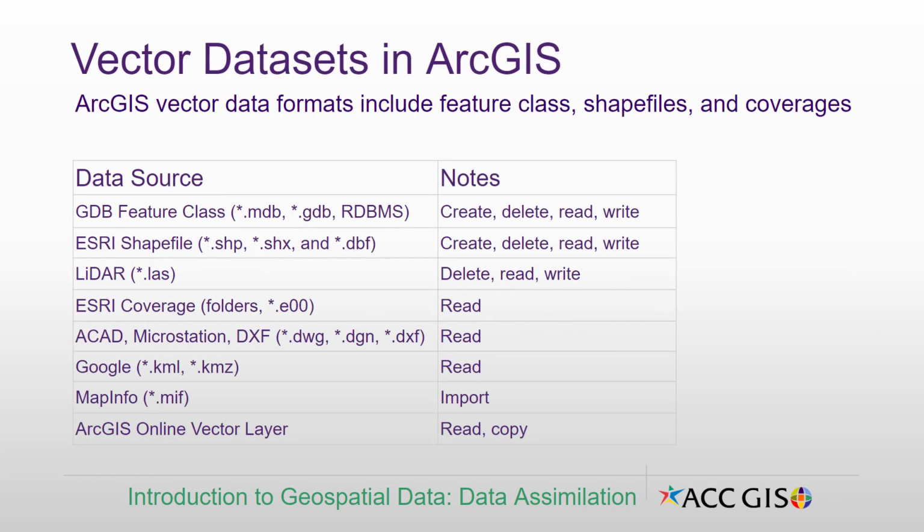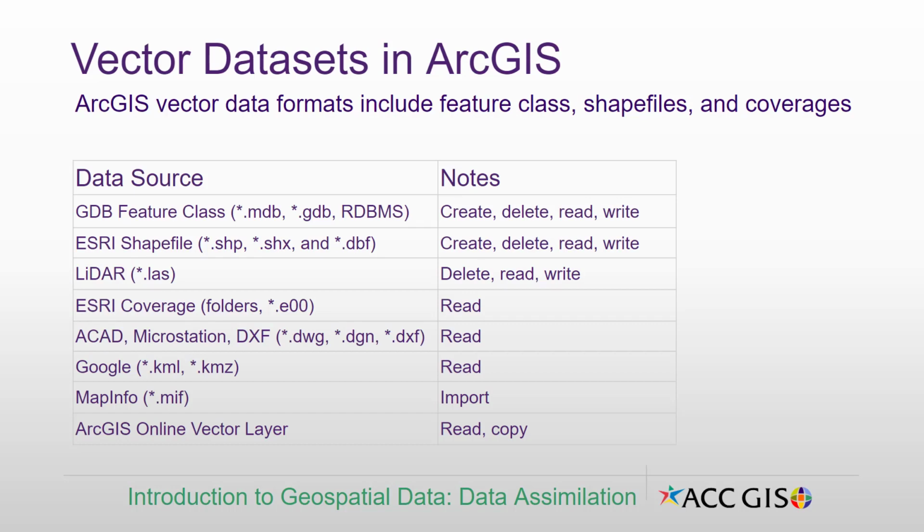There are a number of vector file formats that we can utilize in ArcGIS. The geodatabase feature class and ESRI shapefile are the most common because we can create, delete, read, and write these vector formats. Also, we're seeing a lot of LiDAR data now, which is basically a bunch of points represented by an XYZ. And in ArcGIS Pro, you can delete, read, and write a .las file, which is a LiDAR file.